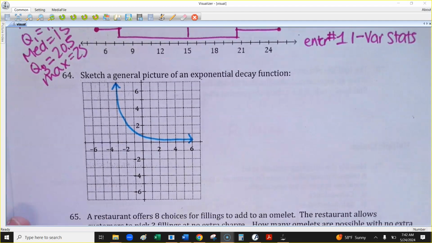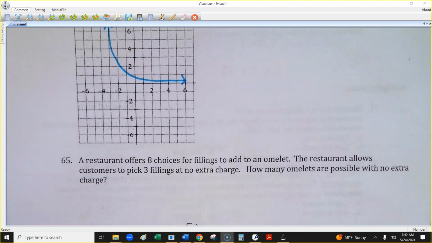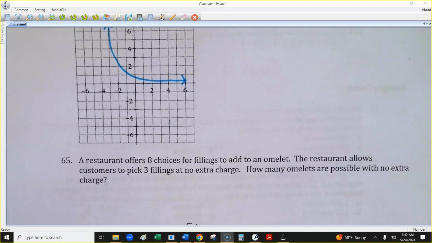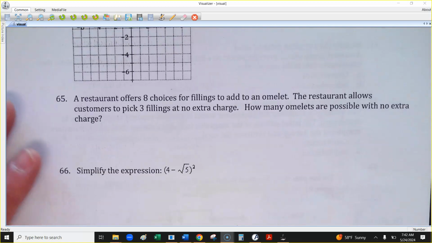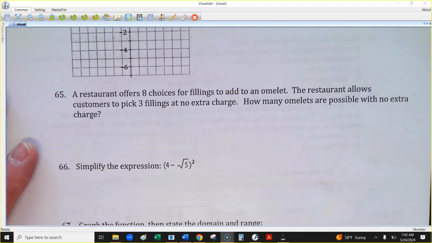All right. This guy, it says, a restaurant offers 8 choices for filling to an omelet. The restaurant allows customers to pick 3 fillings at no charge. How many omelets are possible with no extra charge? All right, so this is going to be like a permutation or a combination. If you put toppings in an omelet, does the order matter? No, because they're all going to go in the omelet.